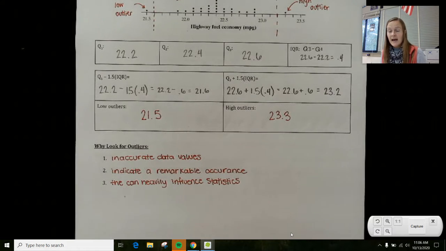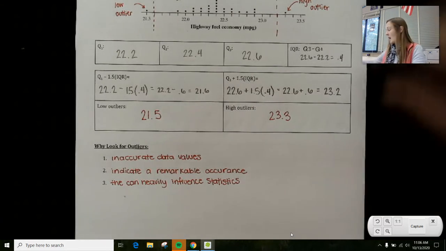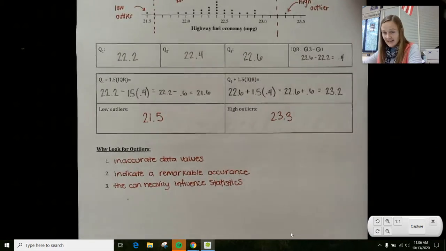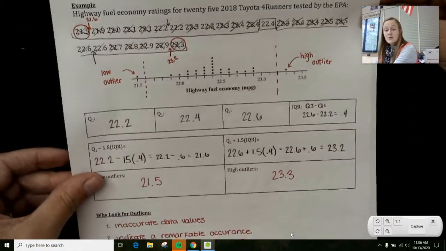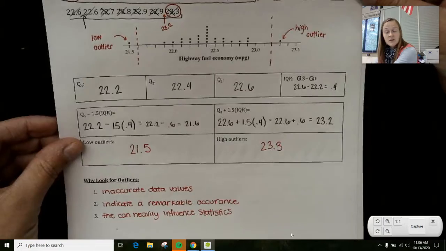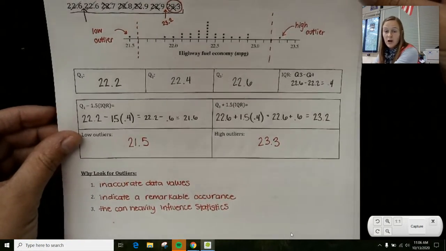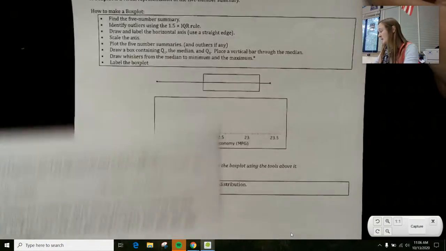So when you're looking at how different data points influence statistics, you actually want to make sure that it's a valid data point. Like, it's not just that someone didn't take the test, it's actually that they did that poorly on the test. So hopefully that's not a case in here, but that is a reason to actually look for outliers. All right, so moving on to our last part. So when you find out if there are outliers, what your Q1, Q2, Q3 are, now you're actually going to be putting this into a box plot.